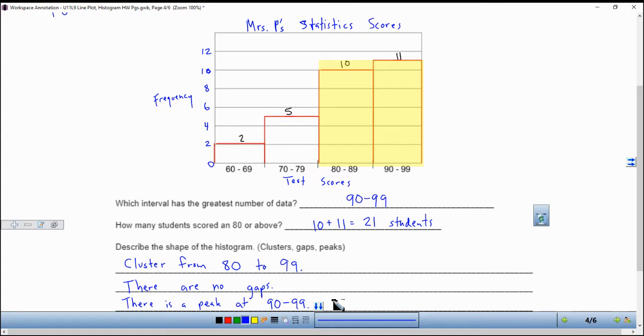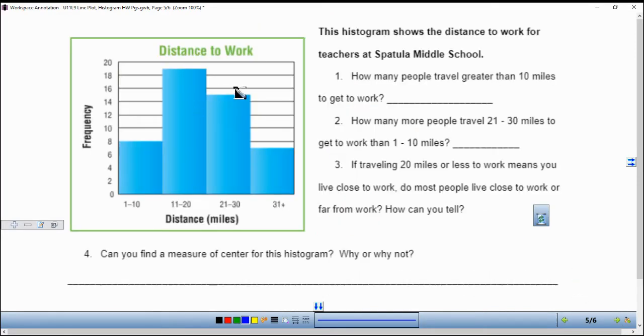Okay. All right, let's check out a couple more histograms, and then we'll be all set here. Let's go to the next page. So we're going to see a histogram here called distance to work. It says this histogram shows the distance to work for teachers at Spatula Middle School, which is a middle school named after a unique kitchen implement, Spatula Middle School. First thing we're going to do, we're going to label each interval. The first interval is 1 to 10 miles from work. It's going to be 8 teachers. 11 to 20 miles, 19 teachers. 21 to 30 is 15. And then 31 plus is 7.